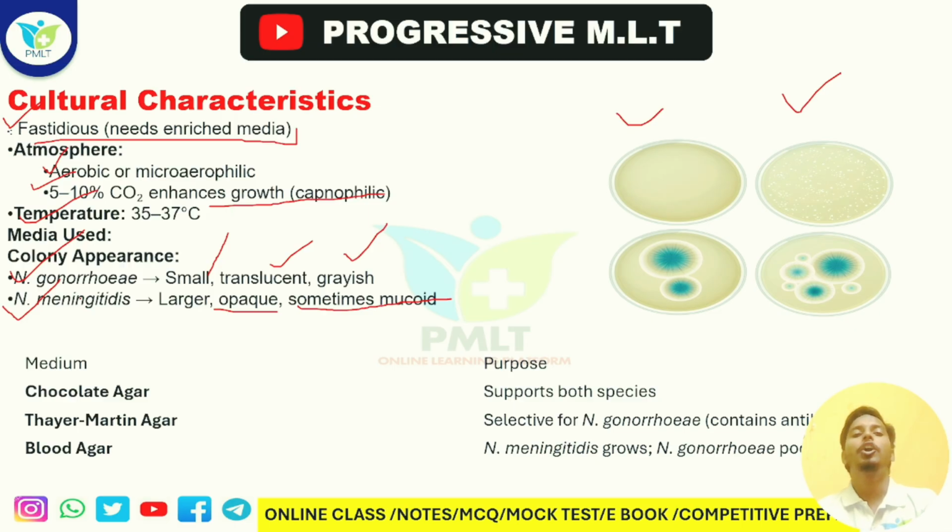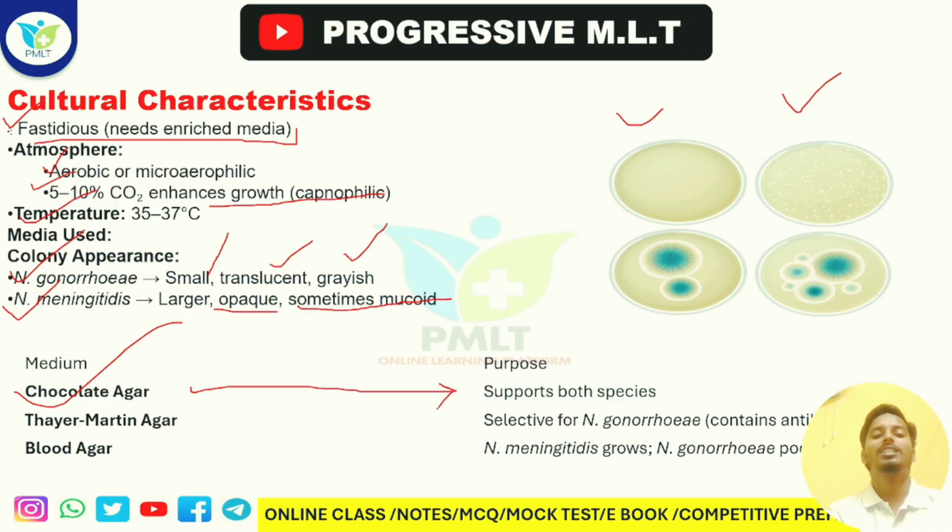Now I am coming to which kinds of media and agar are used for Neisseria. First one, see here, the chocolate agar we use supports both species, Neisseria gonorrhoeae and Neisseria meningitidis. After that, Martin agar, which is selective for Neisseria gonorrhoeae. Please keep in mind that it has some antibiotics which inhibit other bacteria.